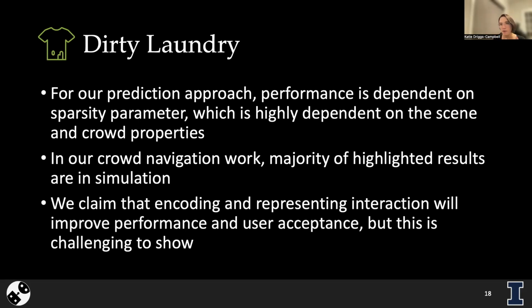The other thing is, what I've been reiterating is that I'm claiming that by encoding and representing interaction, we can improve things like predictability and user acceptance. This is intuitive, since it seems like we're capturing some of the structure and some of this human intuition. However, really showing this is very hard, especially in the mobile robot case, since you don't often have repeated interactions. It tends to be one-off, very short-term interactions, so it's a little bit tricky there. And the performance tends to be very sensitive to the human reaction, which is hard to account for in all cases. So those are some of the issues.